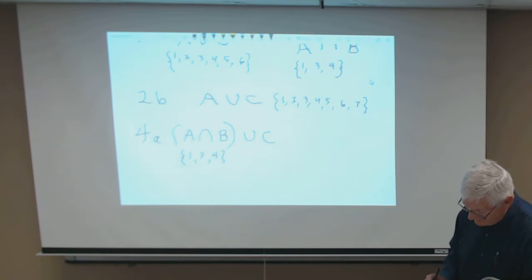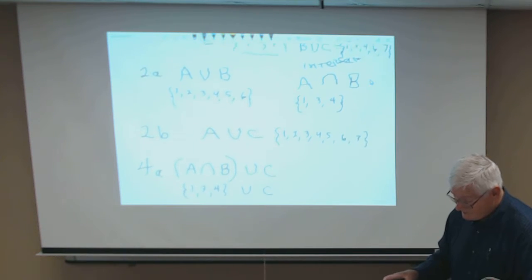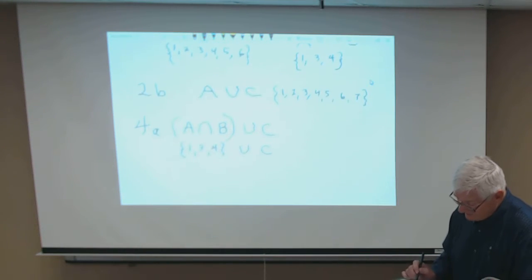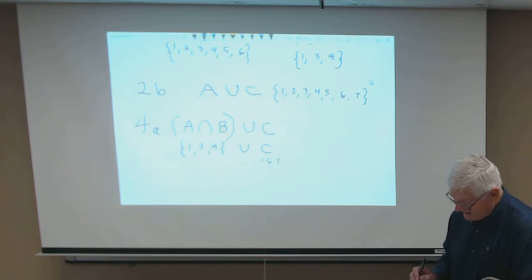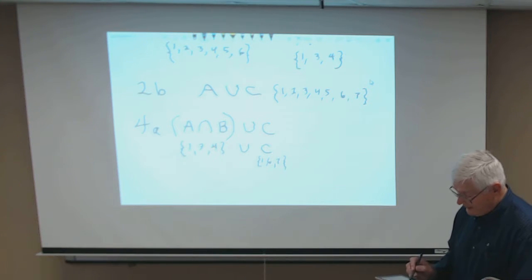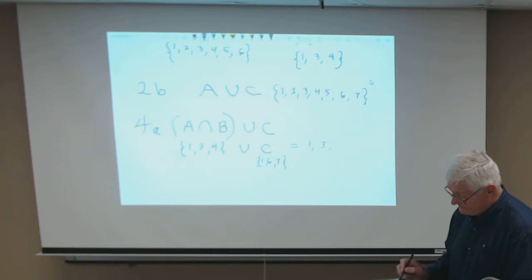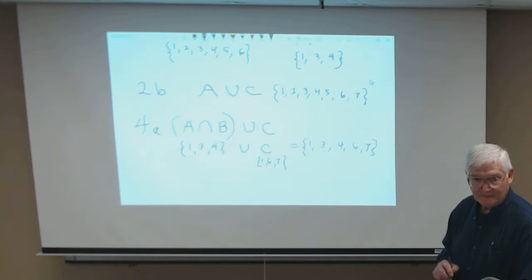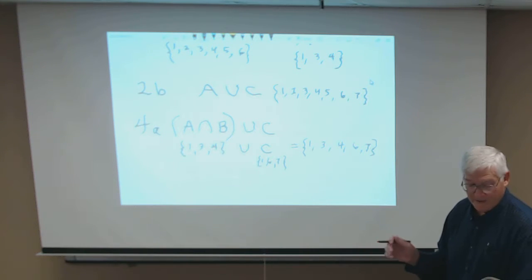And so now I want to take this and unite it with what? C. What was C? 1, 6, 7. So sometimes I just do this down there when I'm working them, instead of trying to do it all in my head. So now I'm going to unite 1, 3, 4 with 1, 6, 7, and what will I end up with? 1, 3, 4, 6, 7. All right? That's the way I would show my work on that.